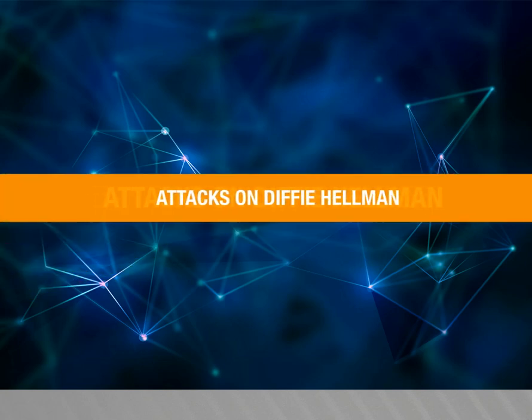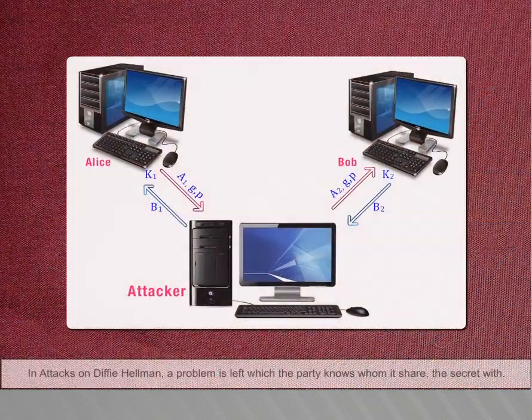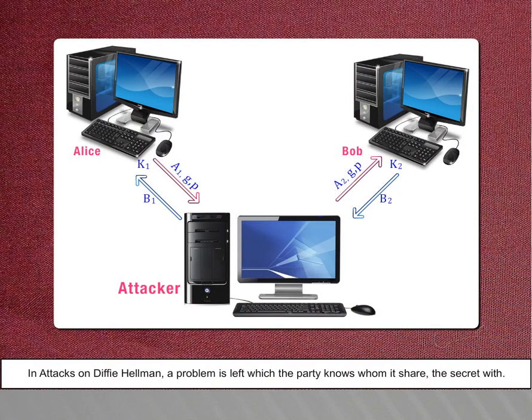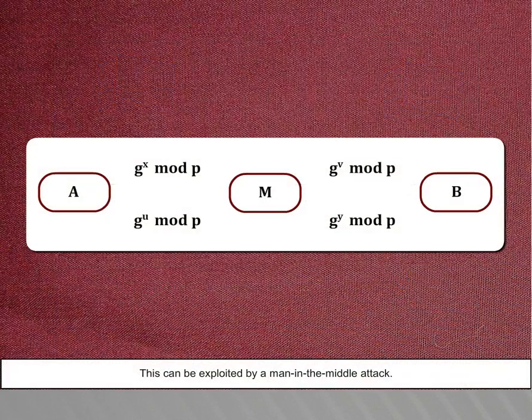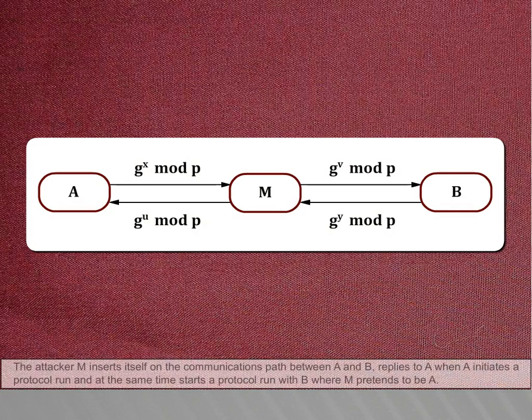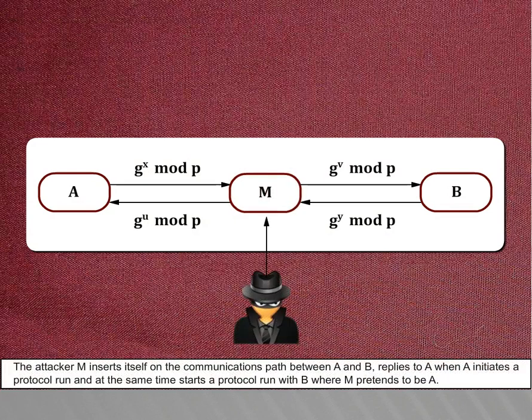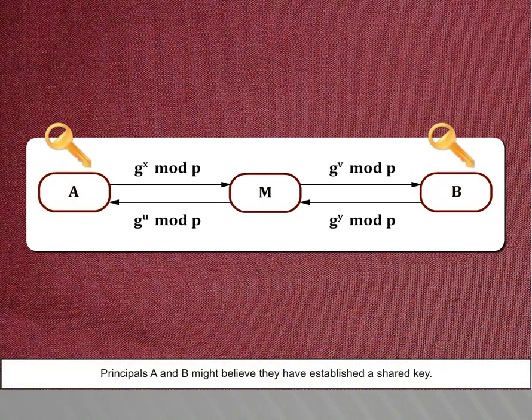Attacks on Diffie-Hellman. In this video, we are going to see about attacks on Diffie-Hellman. In attacks on Diffie-Hellman, a problem is that neither party knows whom it shared the secret with. This can be exploited by a man-in-the-middle attack. The attacker M inserts itself on the communications path between A and B, replies to A when A initiates a protocol run, and at the same time starts a protocol run with B where M pretends to be A. Principals A and B might believe they have established a shared key.